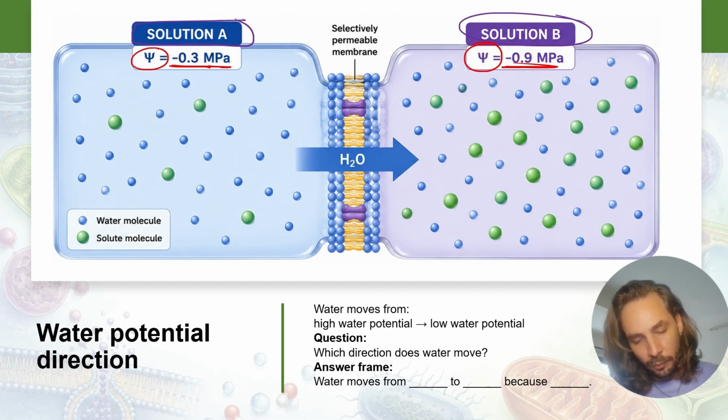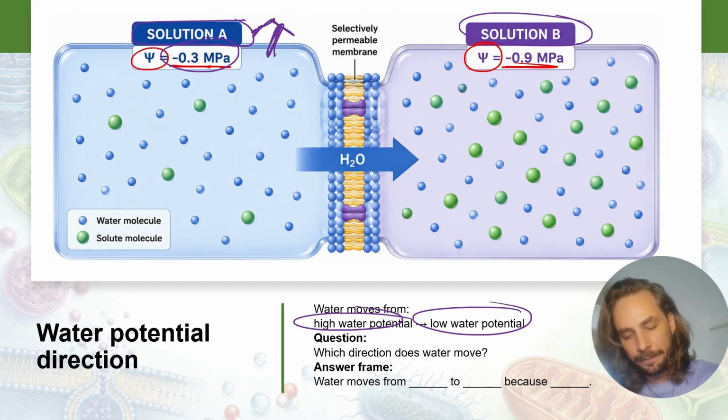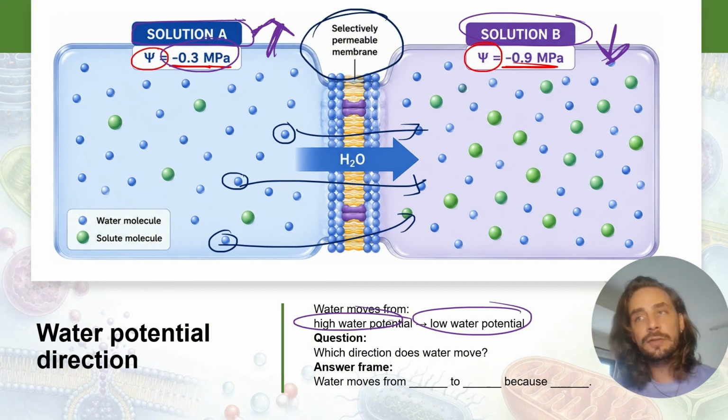Now, we know that water would always move from a higher water potential to a lower water potential, and 0.3 is higher than minus 0.9. So these water molecules are going to move across this selectively permeable membrane into the other solution.